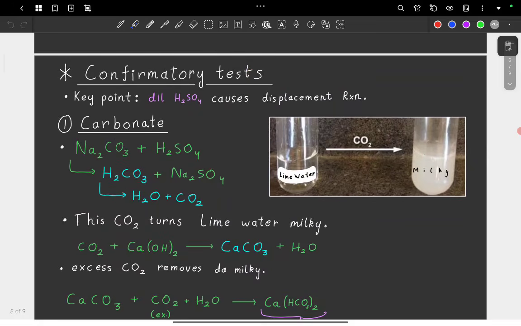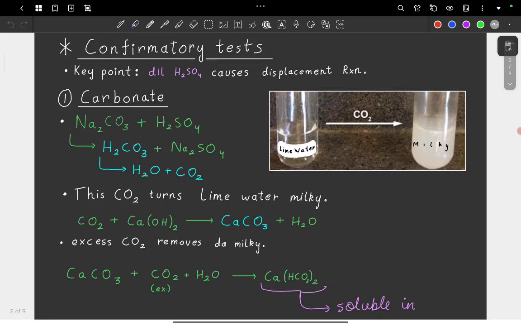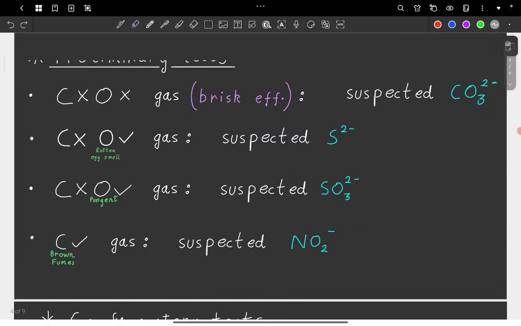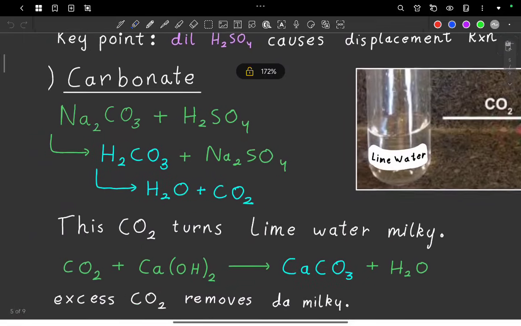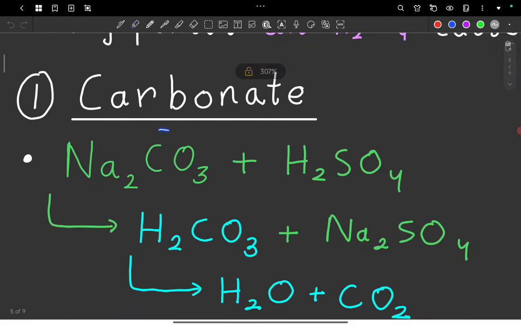With the confirmatory tests, I'm also going to teach you the chemistry of what chemical reactions cause the observations that we see. This is going to help you understand the tests better. So for carbonate ion, you saw that we got brisk effervescence. Why did that brisk effervescence come? It came because this is our sodium carbonate, just the salt. We are testing actually for the carbonate ion, and sodium is basically just a spectator ion here. It does not do anything in the reaction.